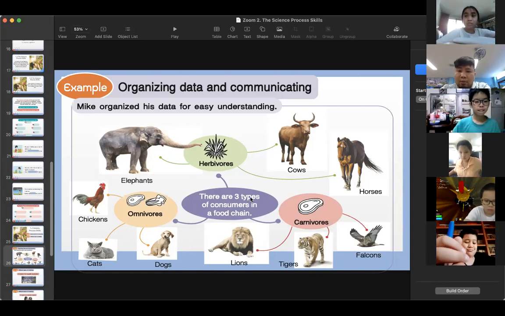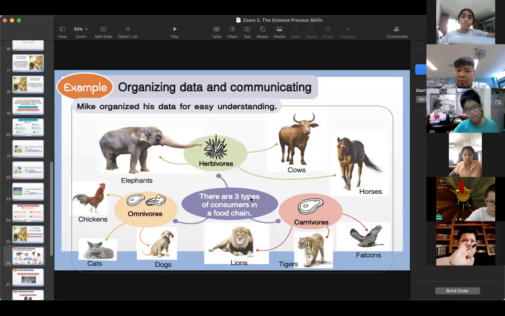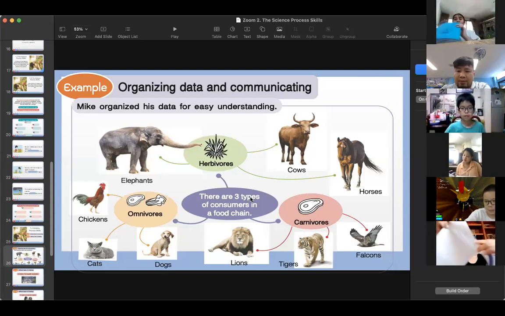Okay. So what are the examples of herbivore animals? Examples of herbivore animals that eat only plants. You think of 3 animals, write the name and draw. Also, animals that eat meat.